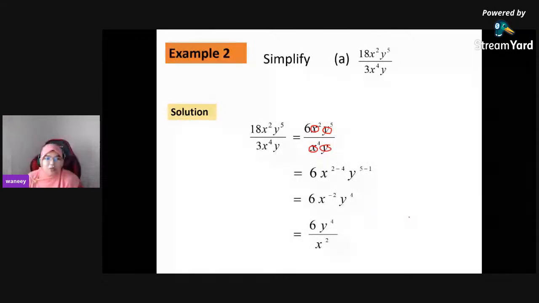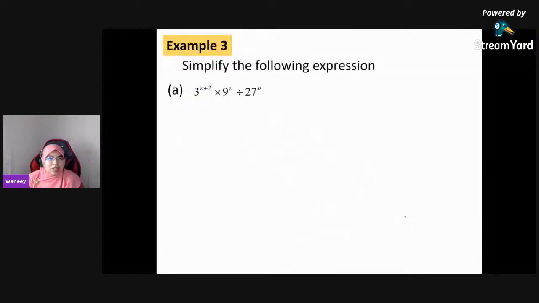Okay, so done with this. B, I leave that to you for you to try them on your own. So I'm doing example 3. Simplify the following expression. We have 3 to the power of n plus 2 times 9 to the power of n, and then divide by 27 to the power of n.